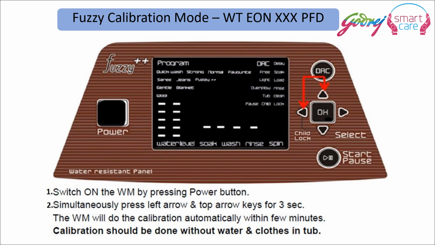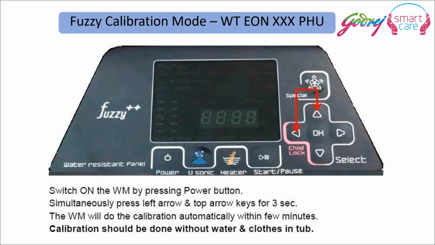In case of the washing machine WTE on PFD, we have to switch on the washing machine by pressing the power button. Simultaneously press the left arrow and top arrow keys for 3 seconds. The washing machine will do the calibration automatically within a few minutes. Calibration should be done without water and clothes in the tub. For the PHU model, we have to adopt the same process.